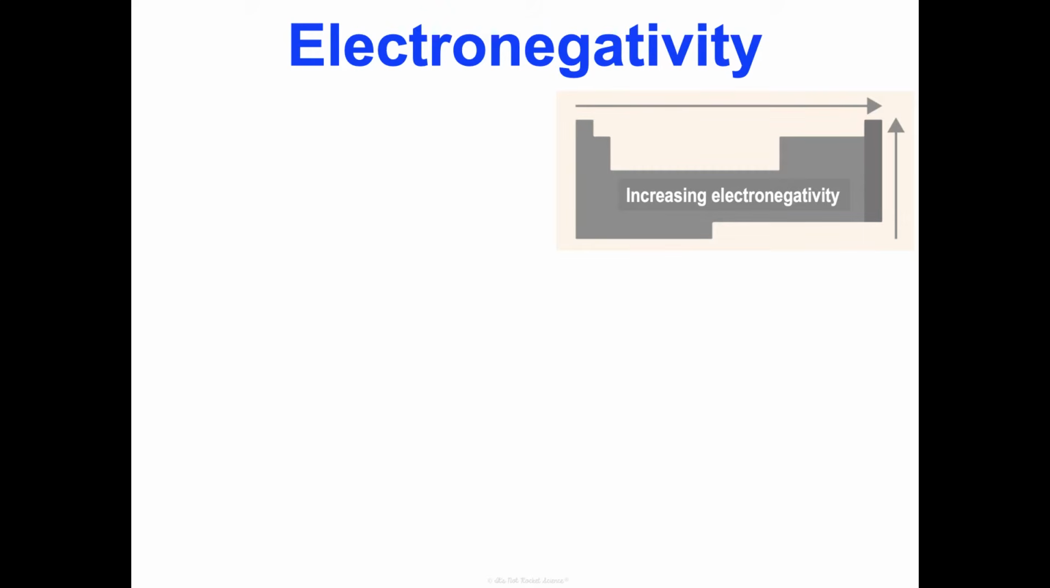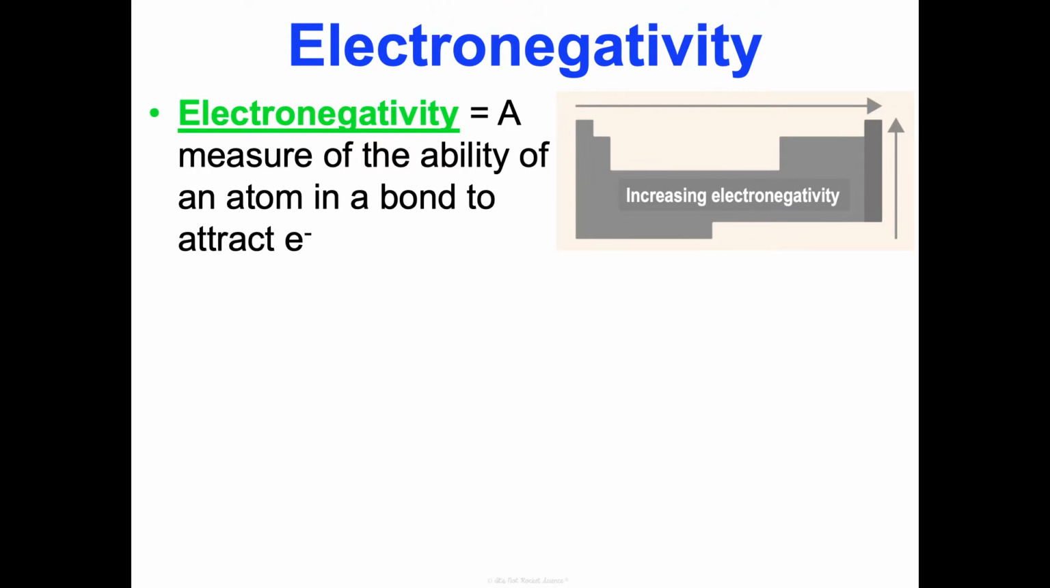All right, now this is another periodic trend that's super important we understand, because so much of chemistry comes down to electronegativity. Okay, so what is it? It is a measure of the ability of an atom in a bond to attract electrons.